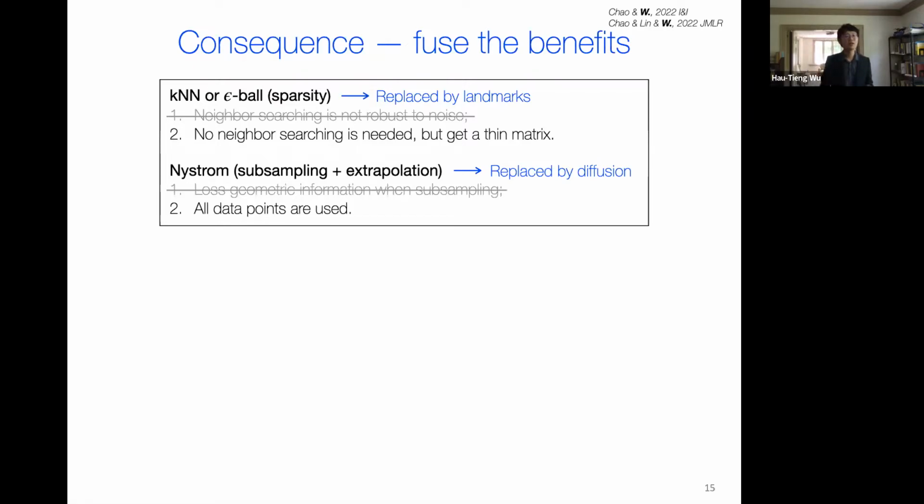Okay, so no neighbor search is needed, but you get a sparse matrix which speeds up the algorithm. And second, you do not need to do subsampling because the subsampling step is somehow replaced by the diffusion via the landmarks constraint. So in the end, all data points are used. You do not miss any points.